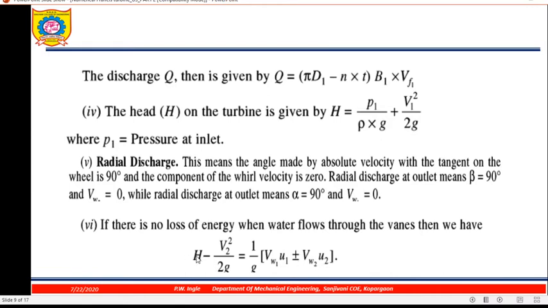So if H, the net head, is not given, then H equals 1 by G (VW1 U1 plus minus VW2 U2) plus V2 square by 2G. Why is it plus minus? It depends on whether beta is 90. If beta is 90, VW2 is 0; beta may be less than 90 or more than 90. If less than 90, then plus, and if it is more than 90, then it is minus.